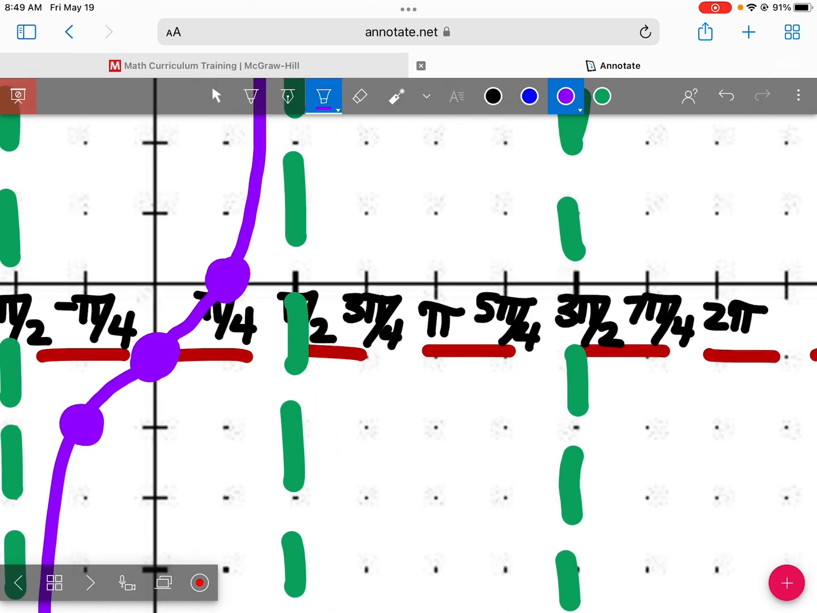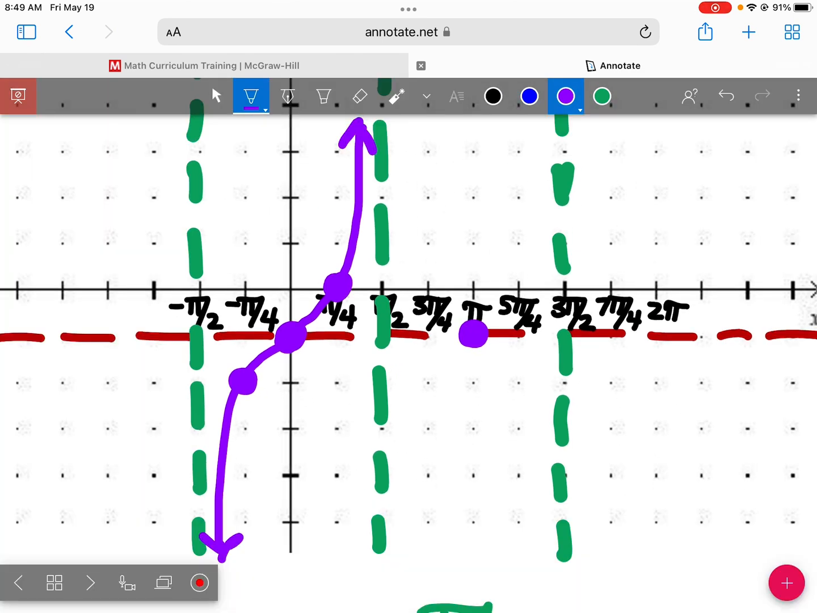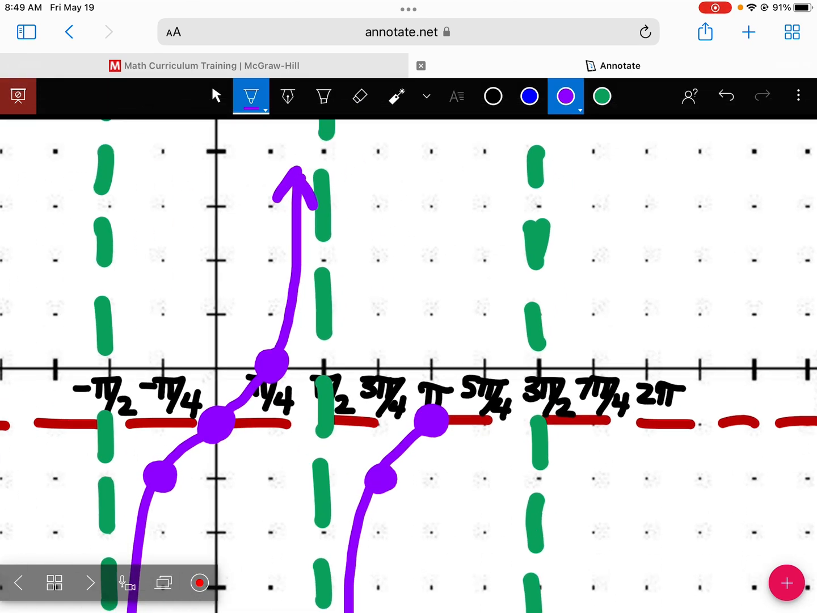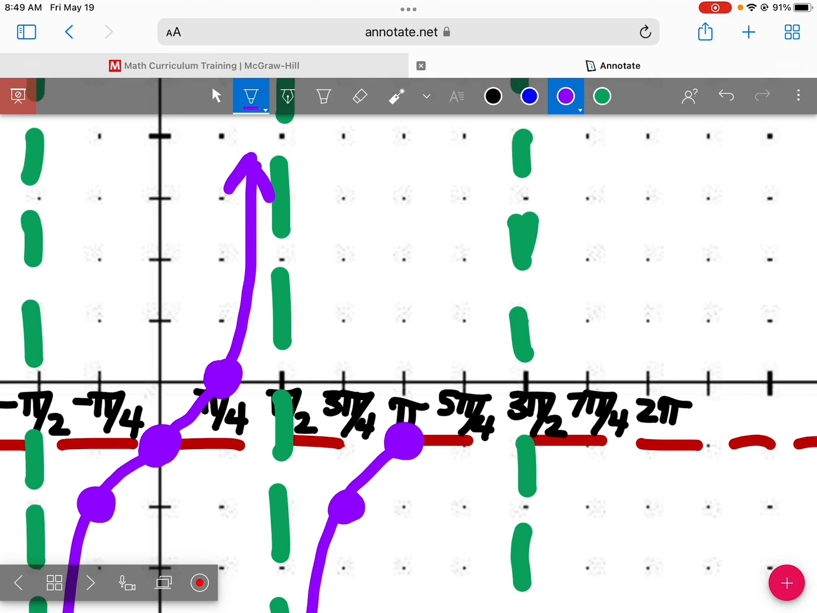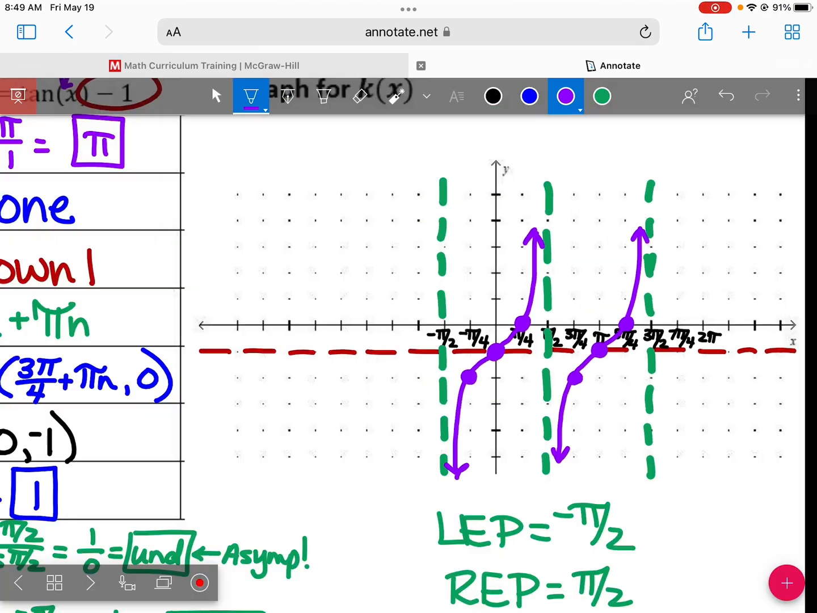We're going to repeat the pattern. Halfway in between the asymptotes, we have a point on our midline. Halfway in between the point on the midline and the left asymptote, it goes down whatever your amplitude is. Halfway in between the point on the midline and the right asymptote, we go up whatever our amplitude is. So here's my second full period.